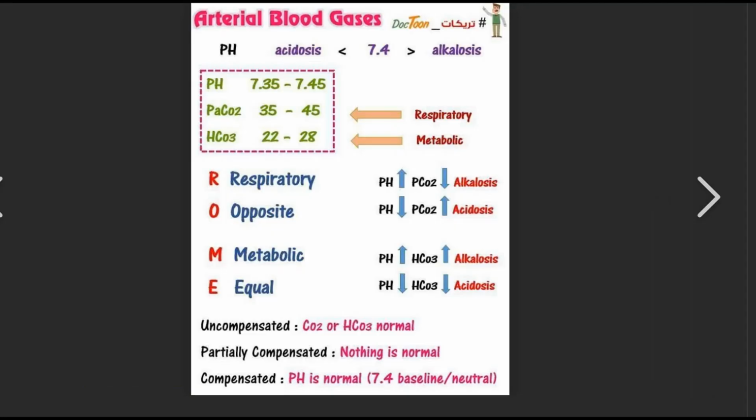So remember, uncompensated means the third value will be normal because the body has not tried to compensate. Partially compensated means the body has tried to fix it but it's not successful, so nothing is normal. Fully compensated means it's successful, that is the pH is normal even though the other two values, the bicarb and CO2, are out of range.